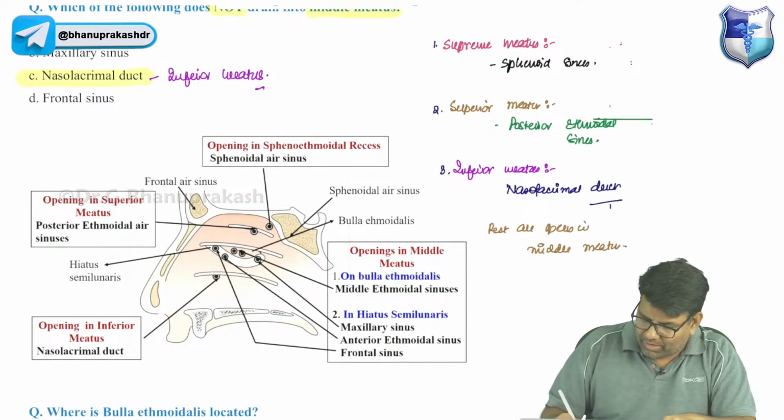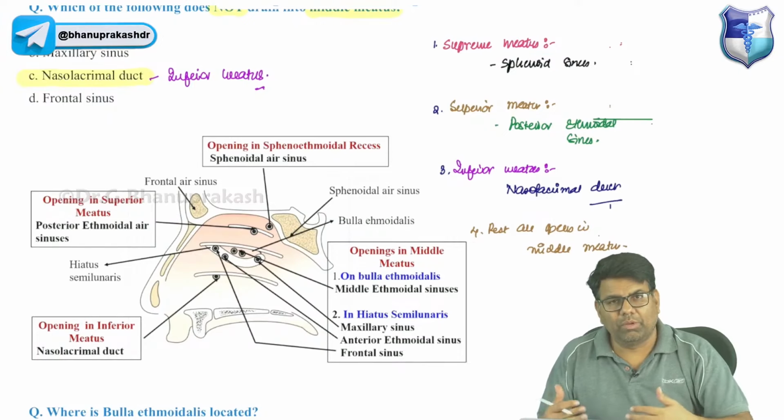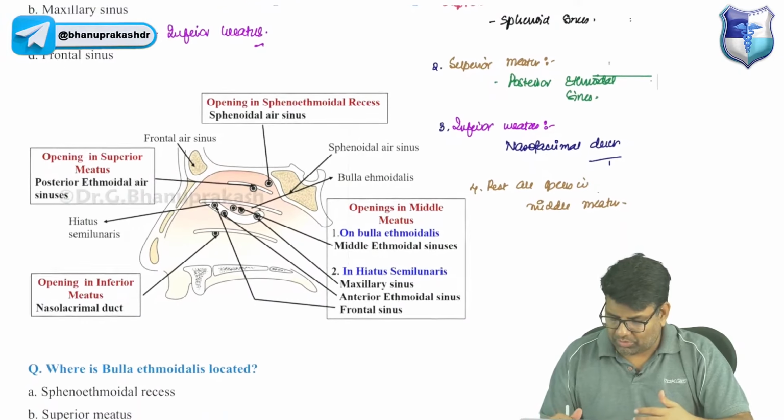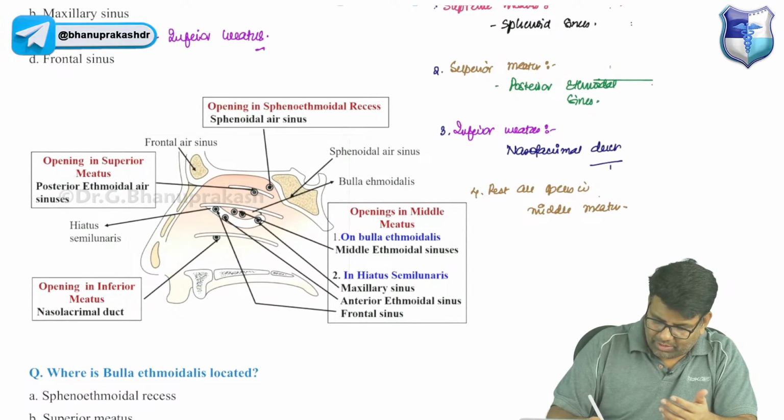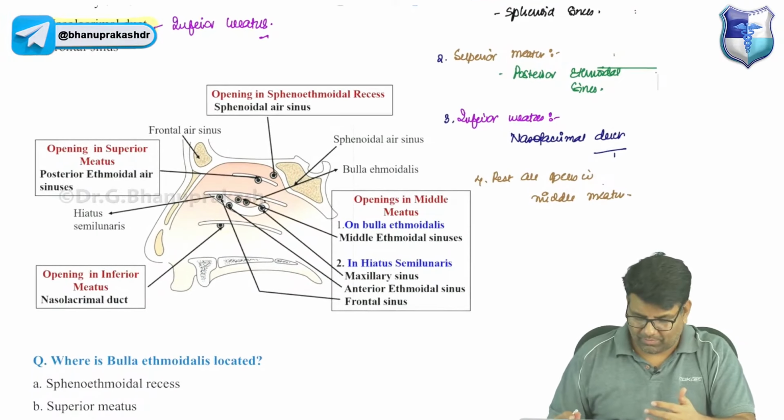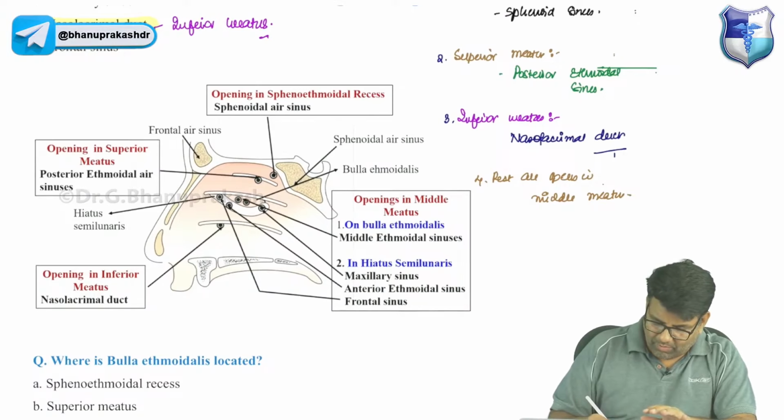That will simplify the way of remembering. So I think this way you can understand it and remember it. Now in the middle meatus, we have two landmarks. One is the hiatus semilunaris. This is the hiatus semilunaris, and on the top of that we have the bulla ethmoidalis.